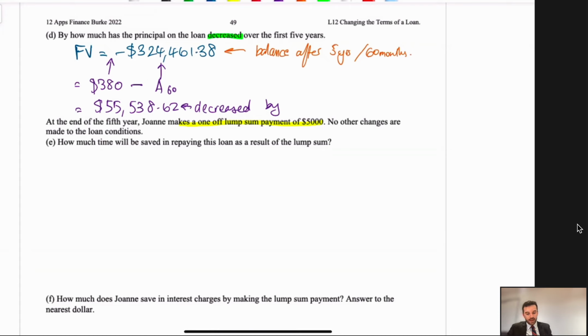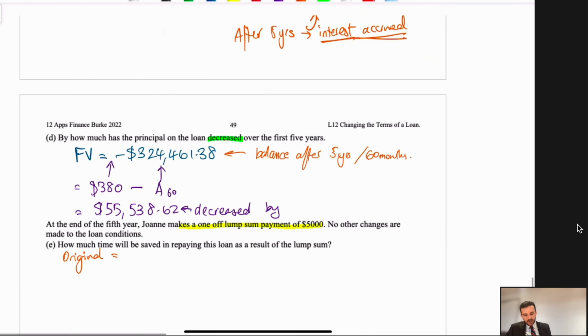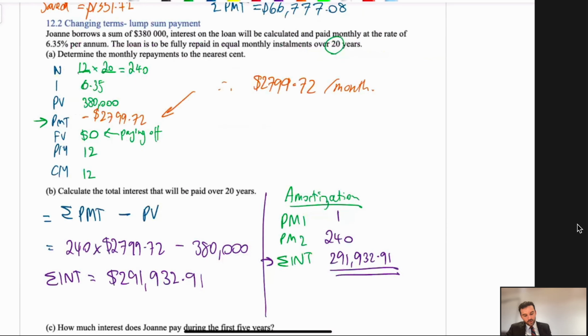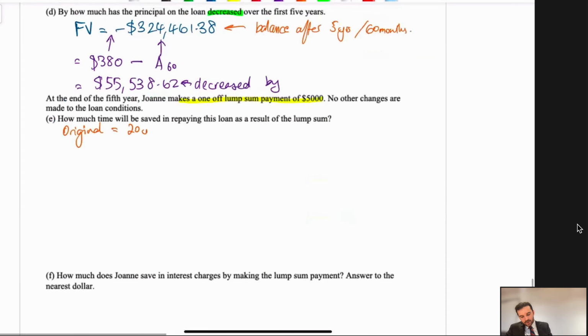Now we know that originally it's going to take, and we can have a look up, what was it, 240 months or 20 years. So it originally took 20 years or 240 months. Now our aim is to figure out how long it's going to take now. Now it's a changing term of loan. Our first part is the first 5 years of the loan. The next part is the remainder.